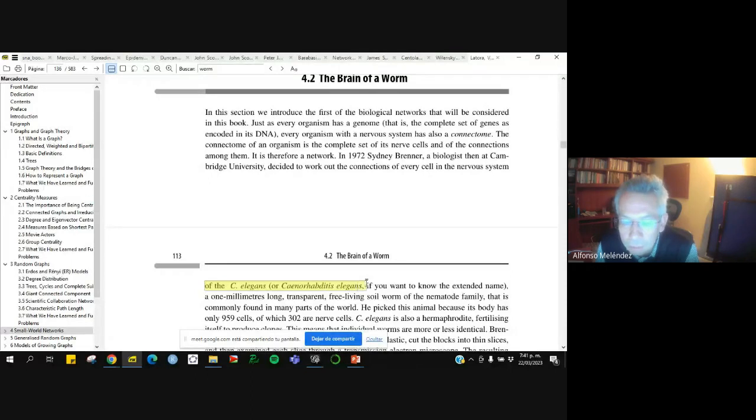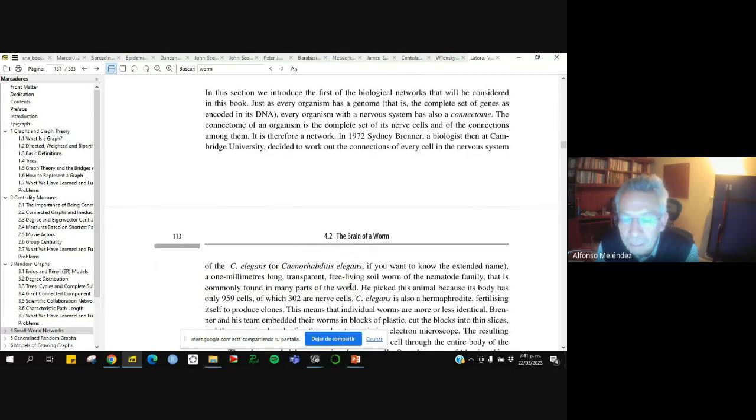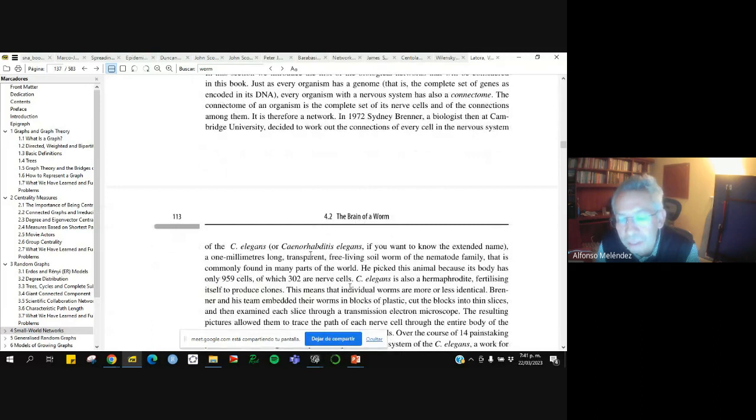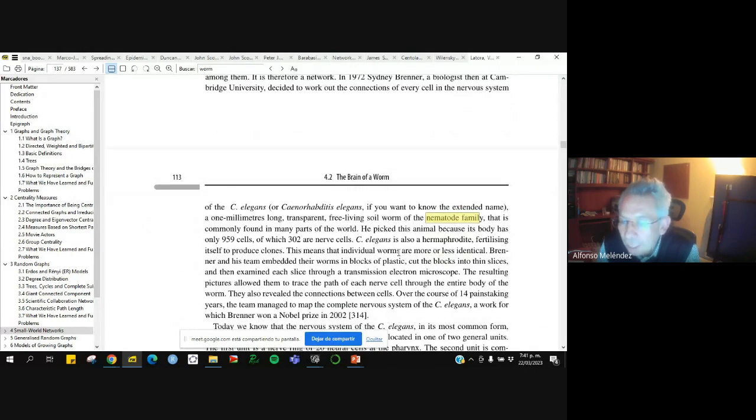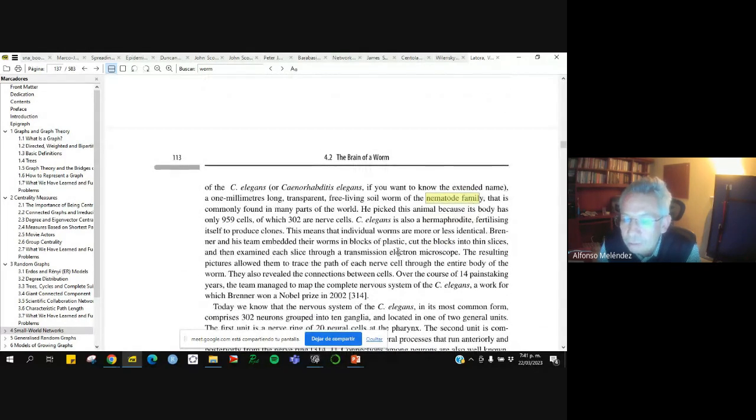The complete name of elegans is Caenorhabditis elegans: a one millimeter long, transparent, free-living soil worm that lives in the soil. It is of the nematode family, though I don't know much biology and I don't know if there's a biologist here. I guess this is an important family of worms.